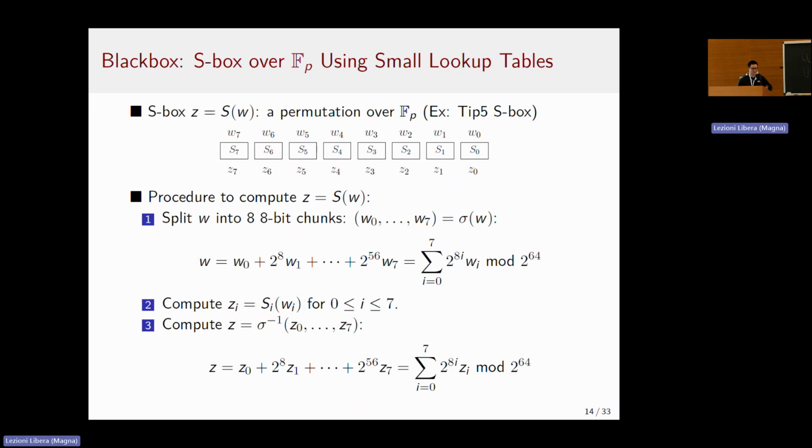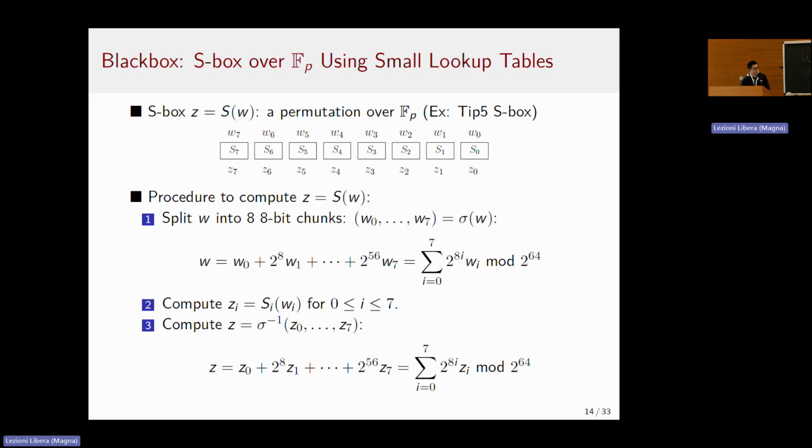So it's all about this black box, this S box. So what does this S box look like? Let us check it. You can see this figure. I will not give a general description of this S box. Let's just take the Tip5 S box as an example.